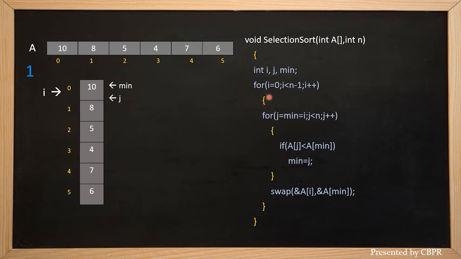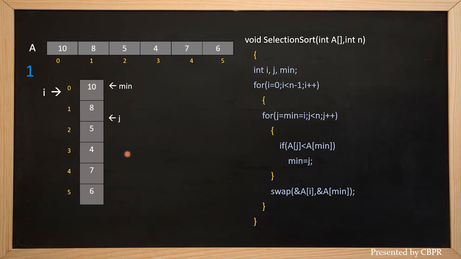In the program, I have used three variables i, j and min, where i tells about the current position of array elements, j searches for the minimum value in the remaining array elements, and the min variable stores the minimum value.